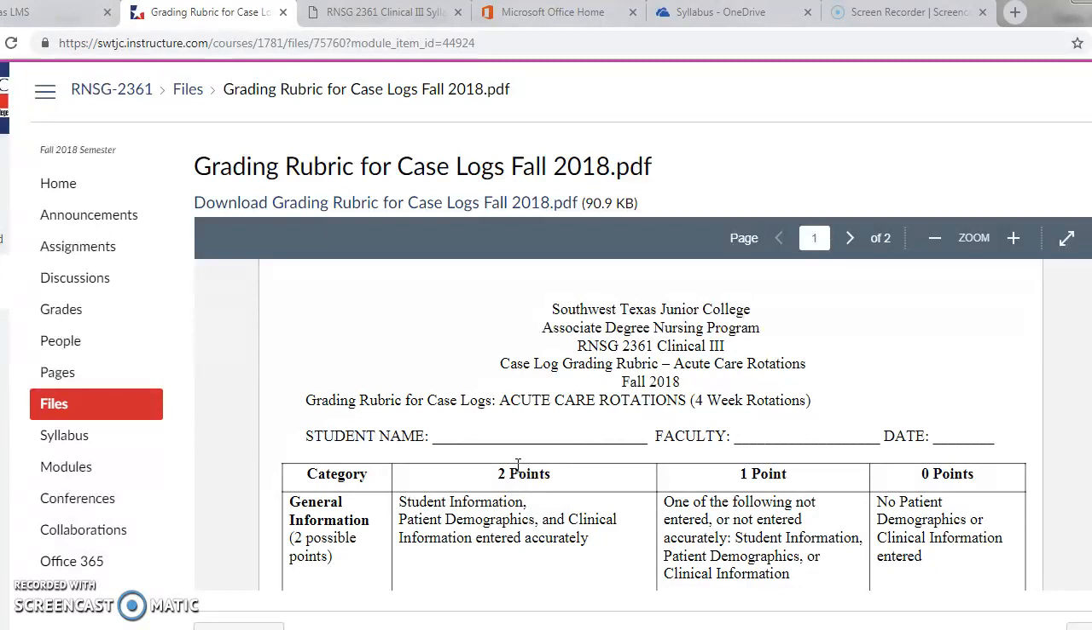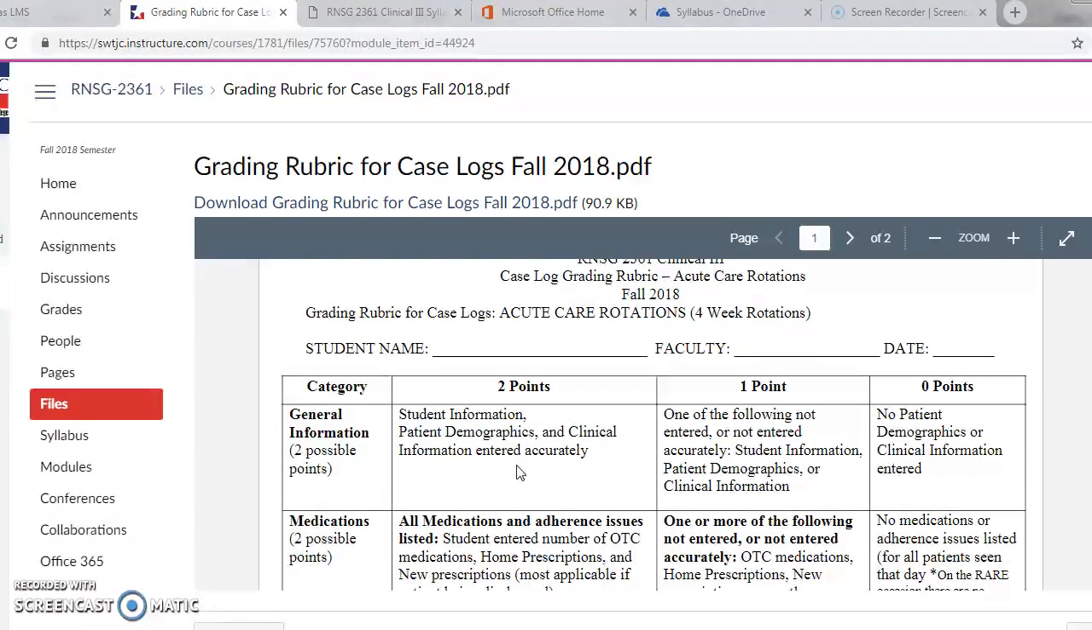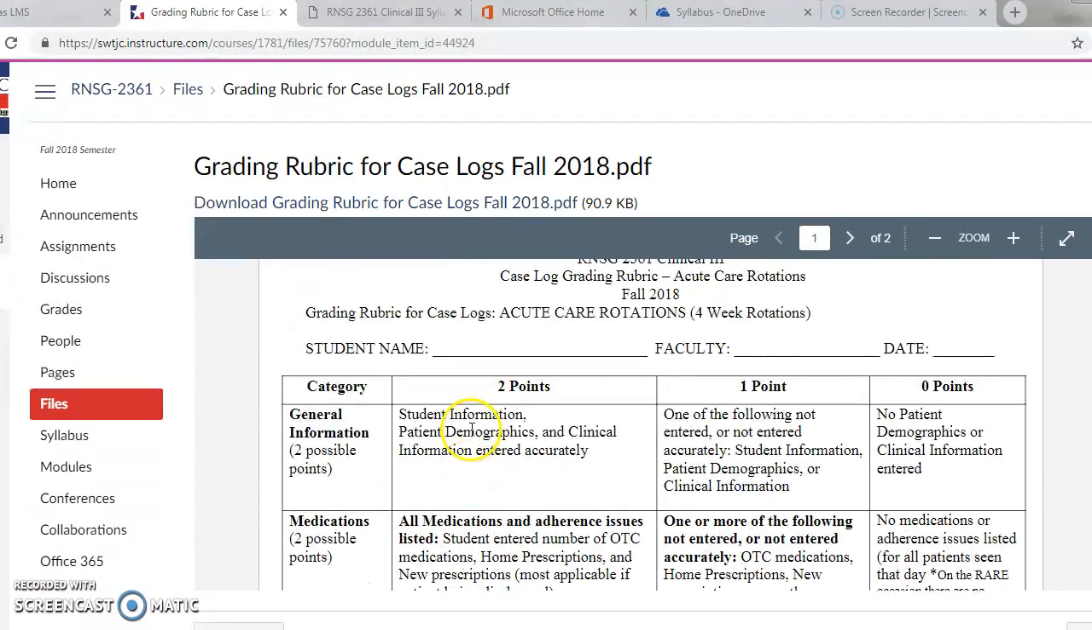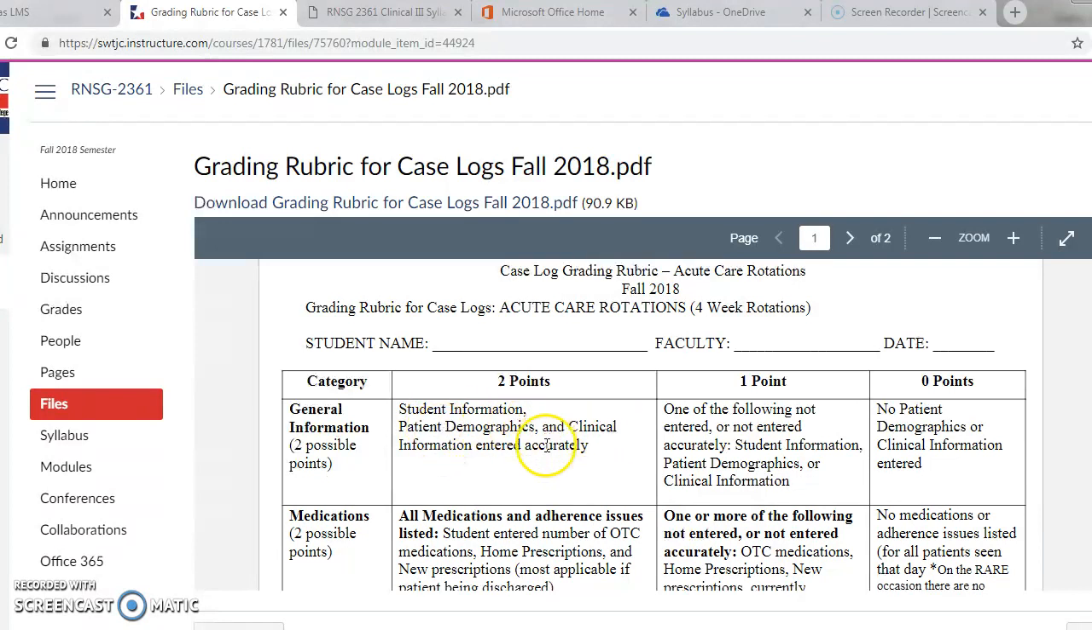You should have been taking care of one patient. And when you're in the ER and maybe you've taken full care of a couple of patients, then you need to do more than one case log. So guys, this is all about entering information accurately. There are 2 points possible for every section in this column. If you meet this, you'll get 2 points for entering your student information, patient demographics, and your clinical information accurately.